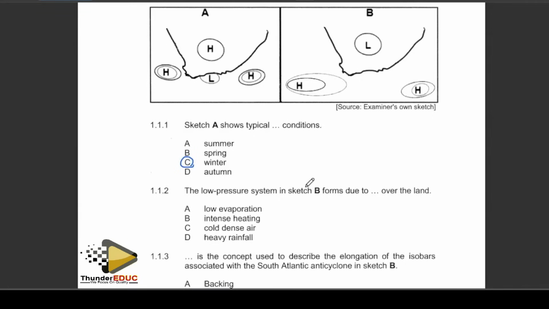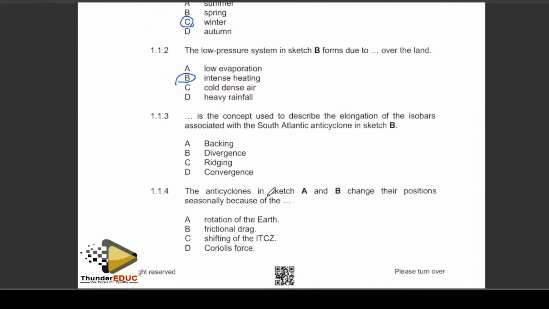The low pressure system in sketch B forms due to dash over the land. The low pressure over the interior in B, I think I have highlighted that earlier on, is caused by intense heating. When there is intense heating during summer, that low pressure cell develops, which we call the thermal low. Right, we move on to the next question.